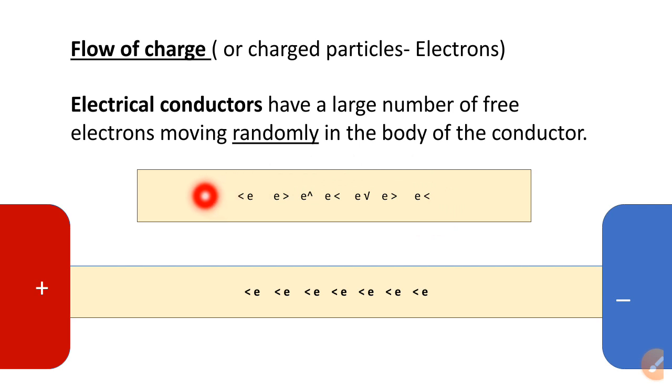But suppose we apply an electrical push by connecting a negatively charged body on this right end and a positively charged body on this left end. If those two are connected, then these electrons are attracted by the positively charged side, and these electrons are also pushed or repelled by the negatively charged end.